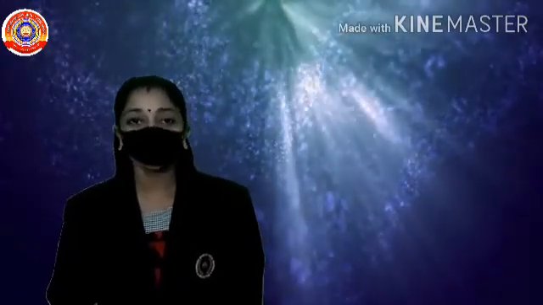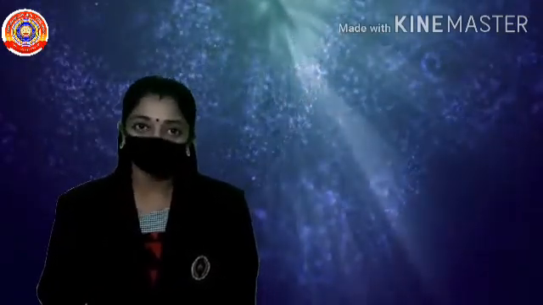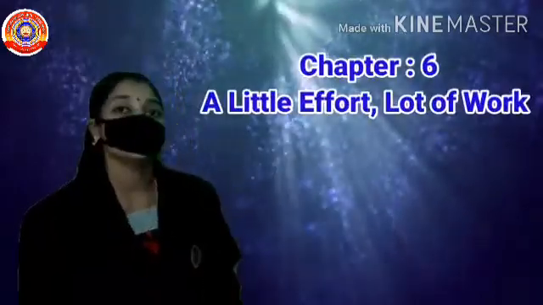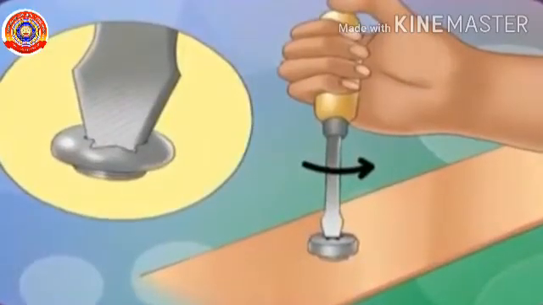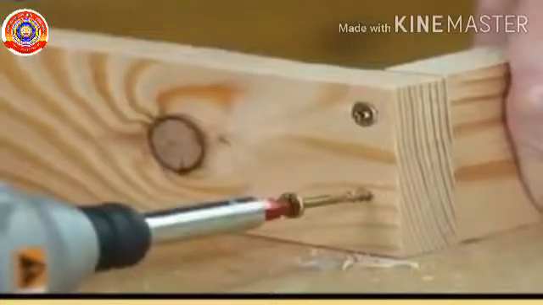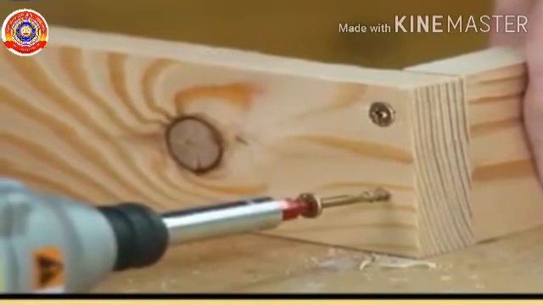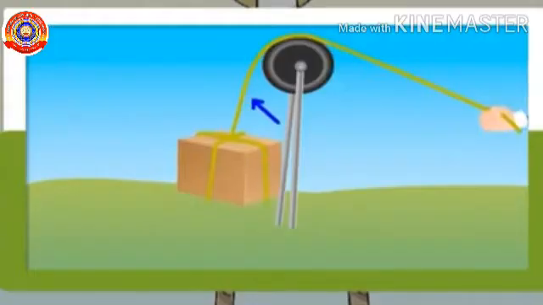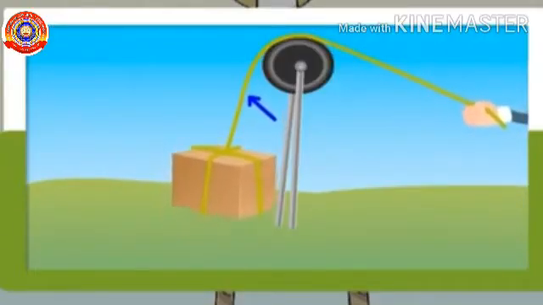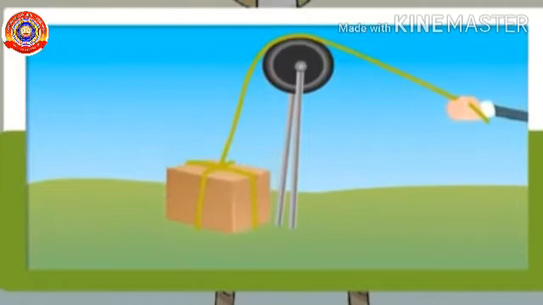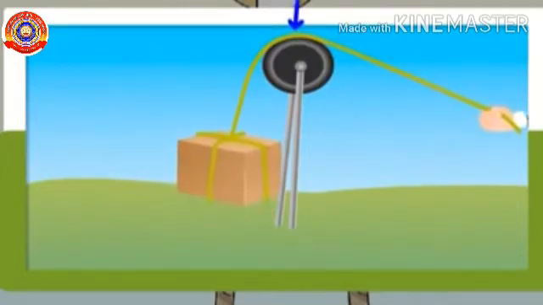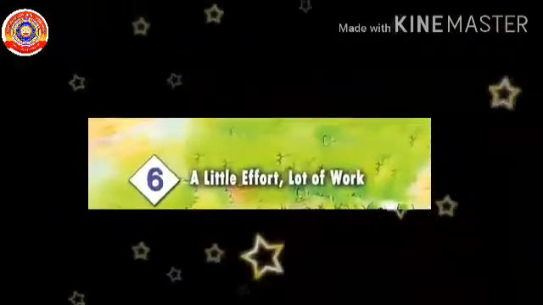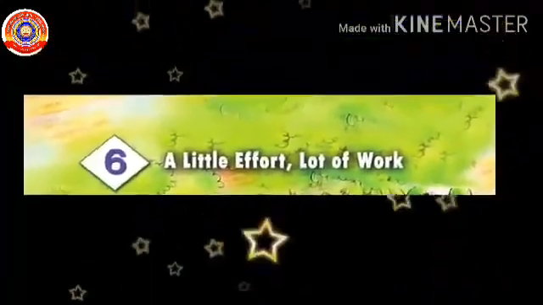Today let's start our 6th chapter. A little effort, lot of work. We use many simple machines to simplify human effort. To fix a screw, to open the lid of a box, to move a big stone, for all these, we seek the help of simple devices. Through this chapter, we can identify real-life situations in which simple machines are used.